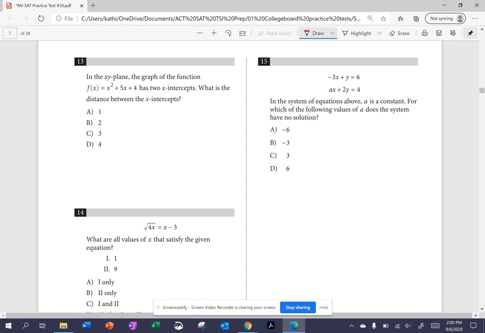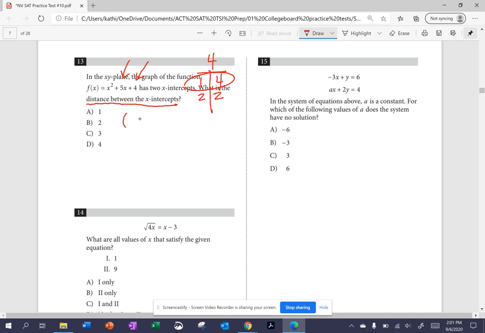In the xy plane, the graph of the function f of x equals x squared plus 5x plus 4 has two intercepts. What is the distance between the intercepts? Okay, so we're going to make sure we answer the question. I'm going to start out by factoring. I want to know what two values multiplied together equal 4 and, when I add them together, total 5. The factors of 4 are 1 times 4 and 2 times 2. So I know I am going to use 1 times 4.